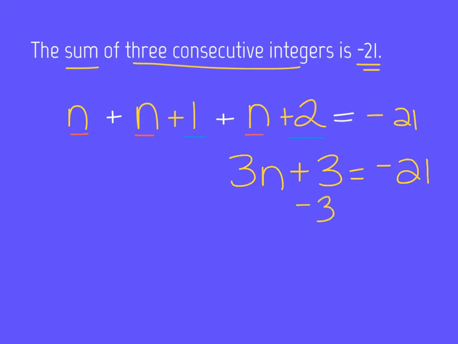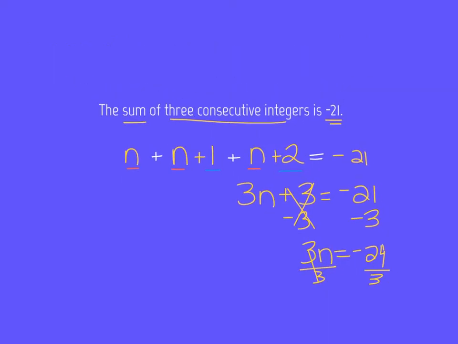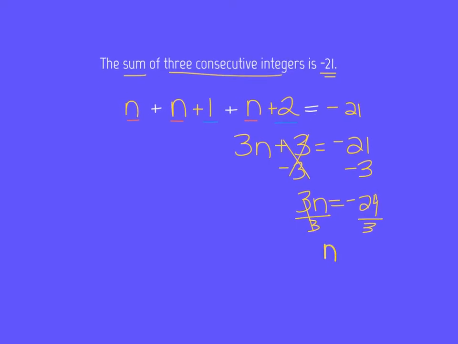Then I'm going to subtract 3 from both sides of my equation to help isolate that variable. And I have 3n equals, now be careful over here, we have negative 21 minus 3. We get negative 24. All right, then we divide by 3 to find out that n is equal to negative 8.